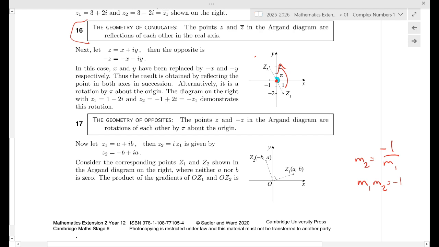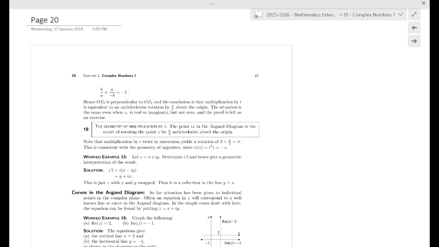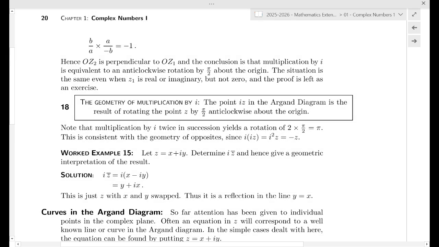So if you've got 2 points where none of them are zero, it does actually refer to the gradient of that one and the gradient of that one. Because you're doing rise over run, you've flipped it and it's become that. So OZ2 is perpendicular to OZ1. And that gives you an anti-clockwise rotation.